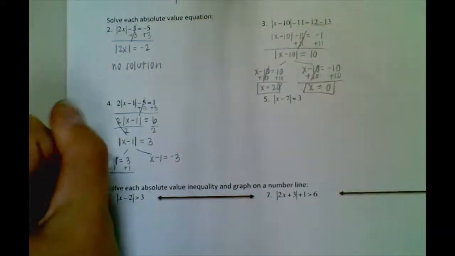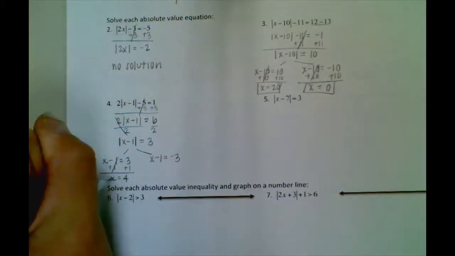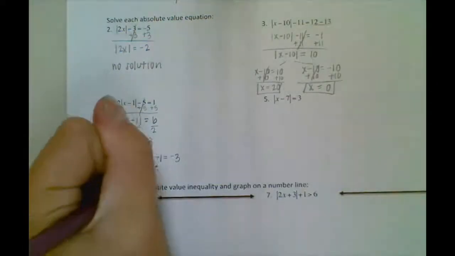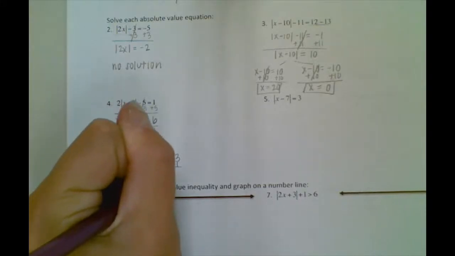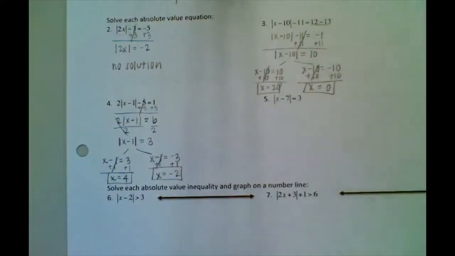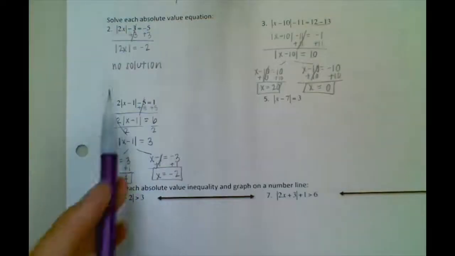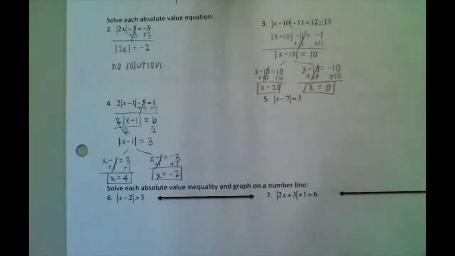I'm going to add 1 to both sides. X equals 4. And then over here, I'm going to add 1 to both sides, and x equals -2. -3 plus 1. Yep. Okay. And again, you can type those back in for x in your calculator and check it.